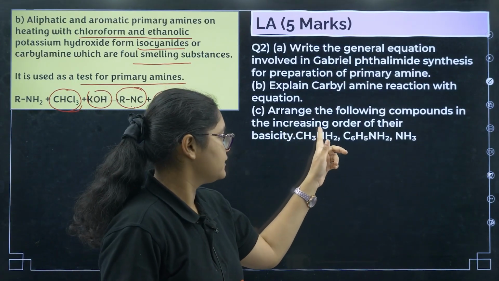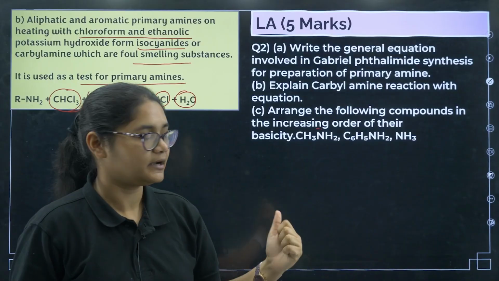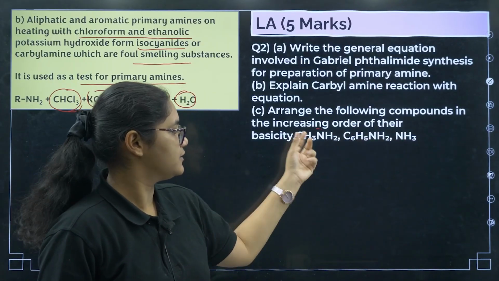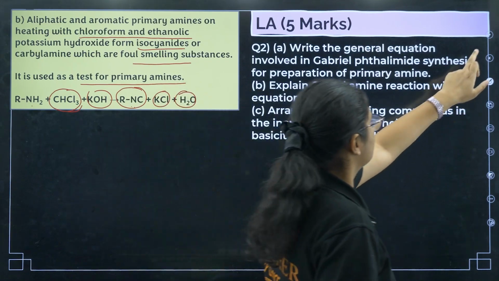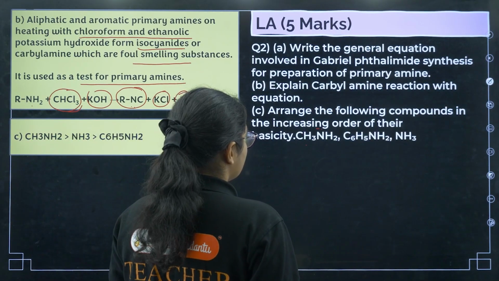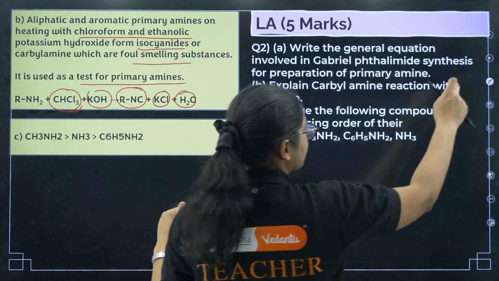If that is higher, then what will happen? It can donate electrons better, so its basicity will be the highest. So 1, 2, 3 means this is the highest, this is middle, this is the lowest. You can see the order like this. Okay, next we have the Gabriel phthalimide synthesis.